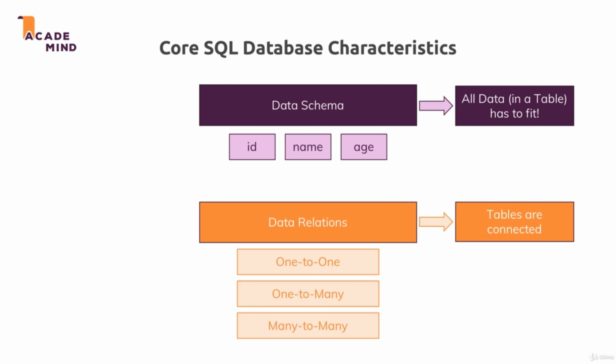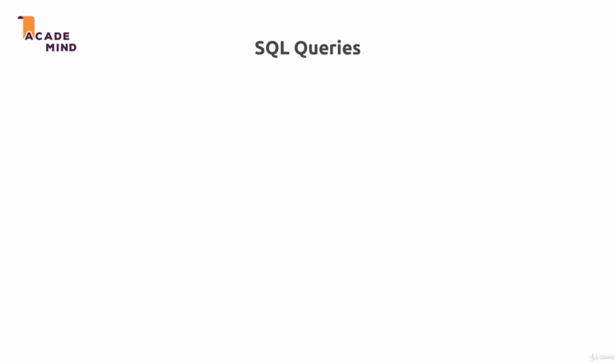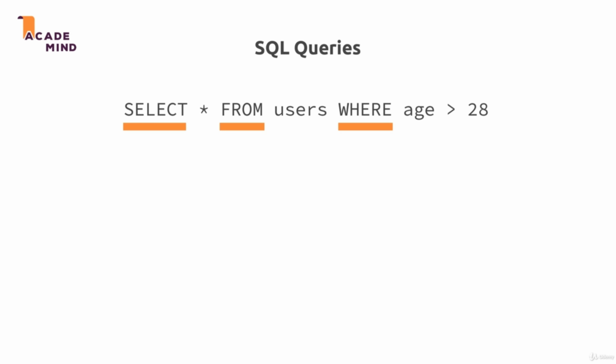Now, SQL simply stands for Structured Query Language. So queries are a crucial thing. Queries are simply commands we use to interact with the database. And in SQL, a query looks something like this. Of course, there are different commands. This would be a command that selects all users, so all entries, all records in the users table, where the age is greater than 28. So this is a so-called query.